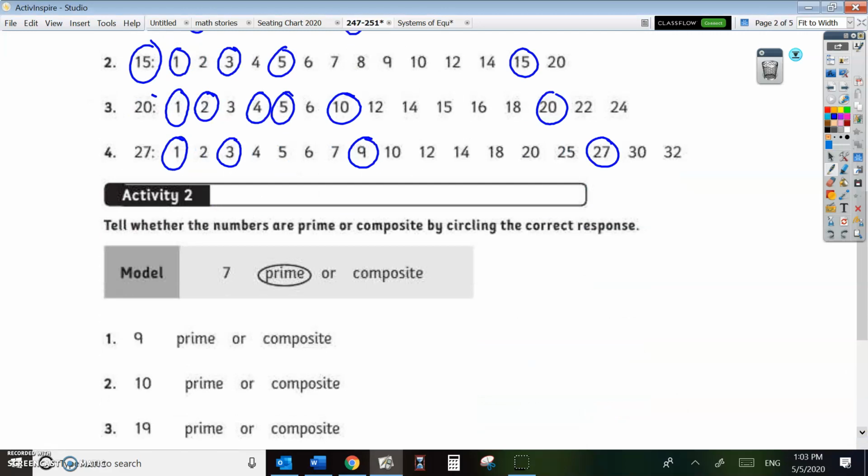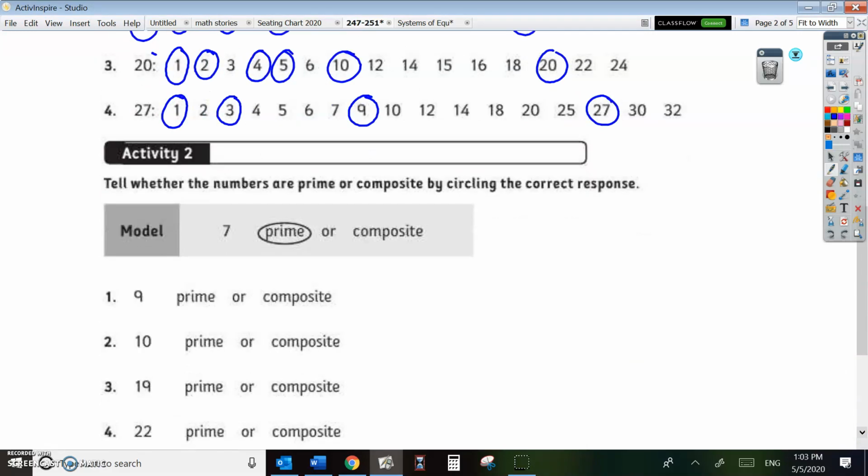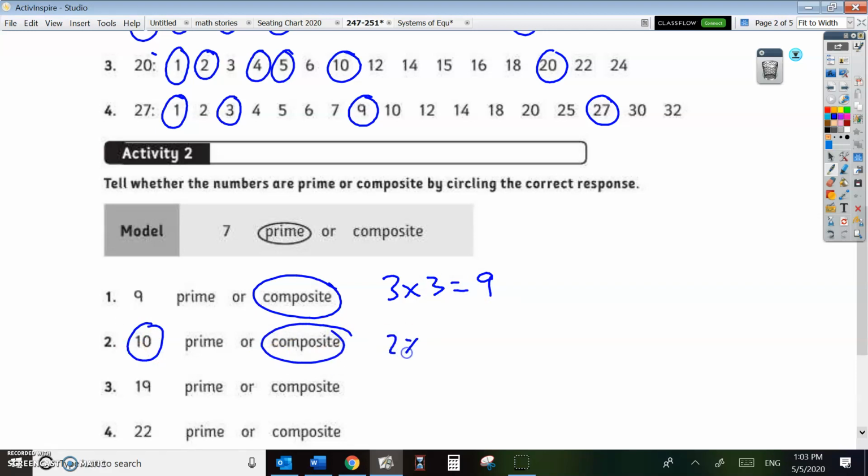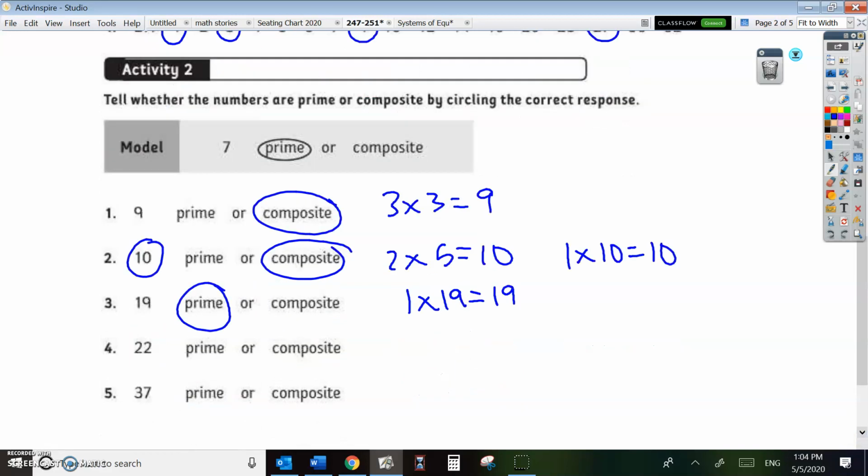Tell whether the numbers are prime or composite by circling the correct response. 9 is composite because 3 times 3 is 9. 10 is composite because 2 times 5 is 10, and also 1 times 10 is 10. 19 is going to be prime. 1 times 19 is 19, but there are no other factors for 19. 22 is composite. 2 times 11 is 22.